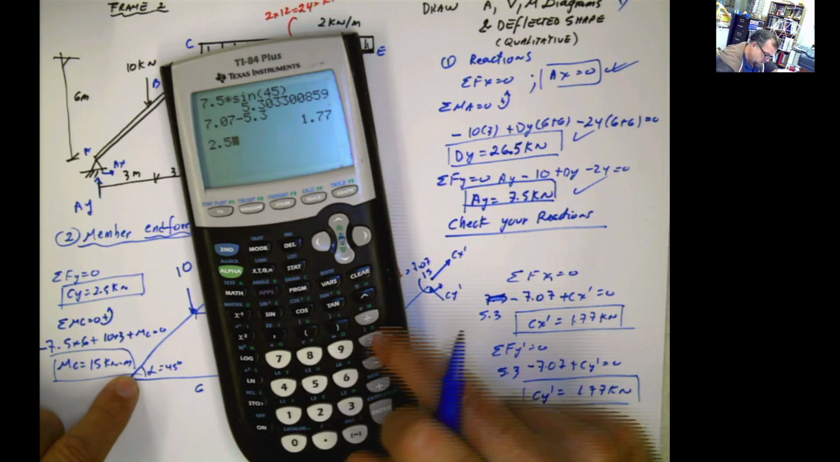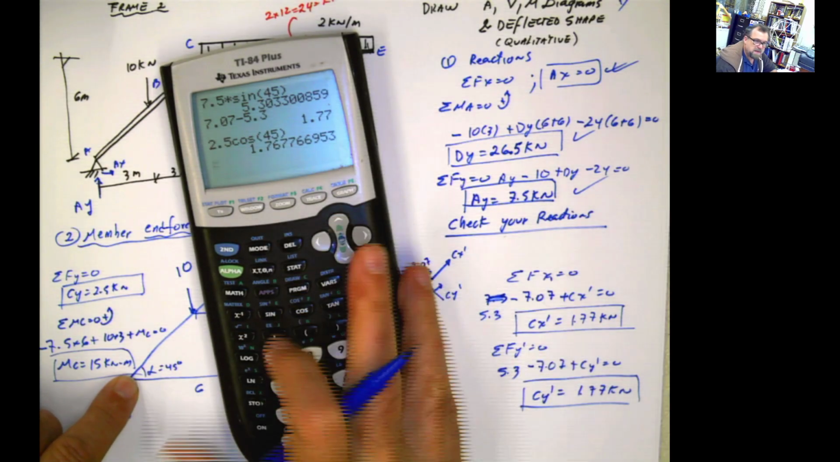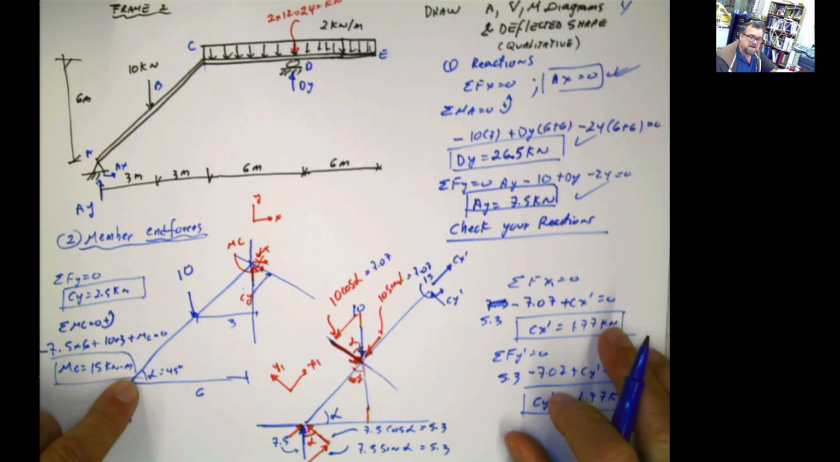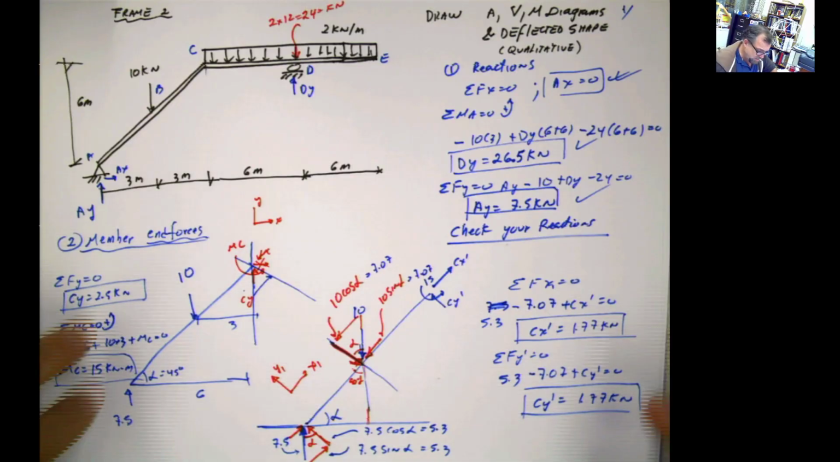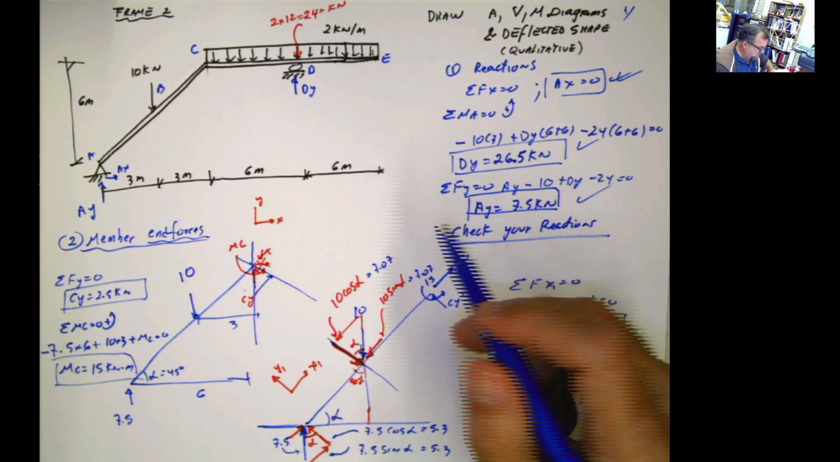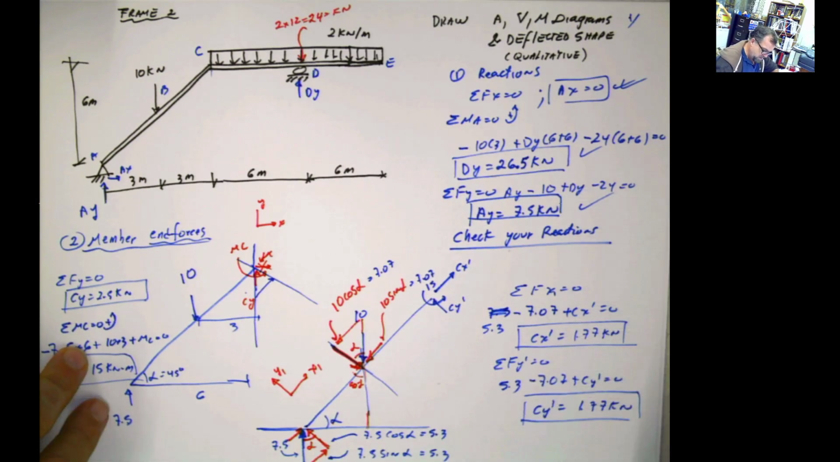2.5 cosine 45 is going to be 1.77. It's the same thing that we did before, but in this case, it's like a reaffirmation. I'm rechecking my work again. So we already finished this enforced member here. So now we can do the other enforced member.